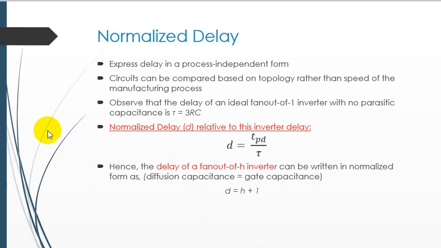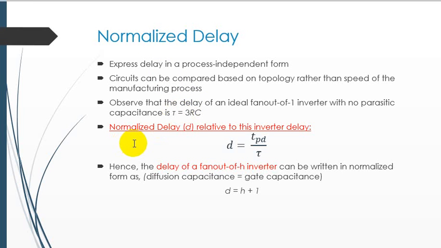Before we discuss the linear delay model, firstly we have to know what the normalized delay is. It expresses the delay in a process-independent form. Circuits can be compared based on the topology rather than the speed of the manufacturing process. So basically we observe that the delay of an ideal fan out of one inverter with no parasitic capacitance is basically 3RC. It's very important to know about that.